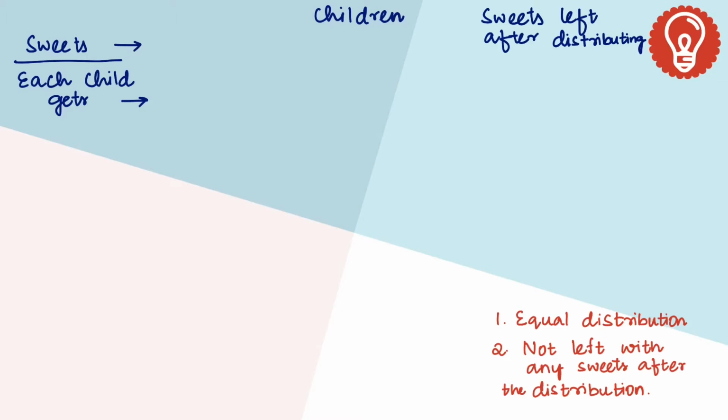Suppose there are 20 sweets and each child gets 5. Equal distribution is happening, which means the kids are 4 in number and we are left out with 0 sweets. If there are 90 sweets, each child gets 9. So there are 10 children. Again, we are left out with 0 sweets.